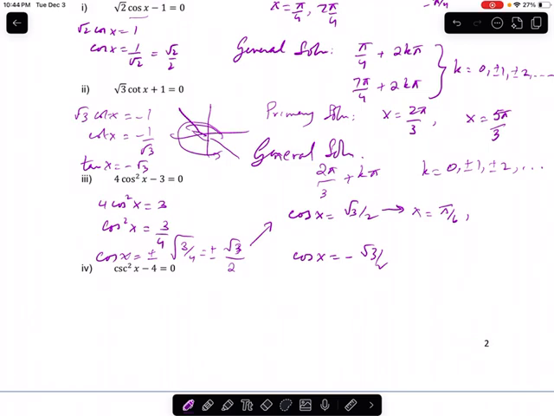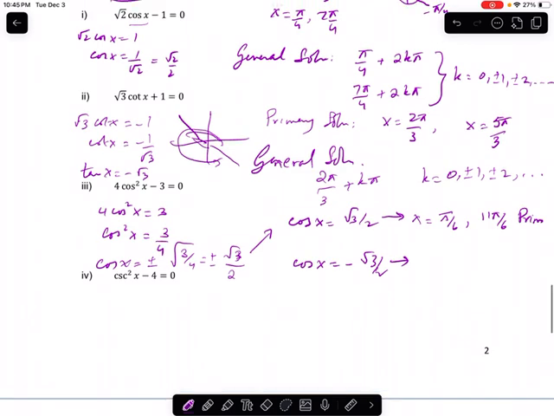So these are your primary solutions, and for the second equation, cosine x is equal to negative square root of 3 over 2. We are in the second quadrant and the third quadrant. So in the second quadrant this happens when x is equal to 5 pi over 6, and then when x is equal to 7 pi over 6. So now the general solution will be, now you will have 4 equations.